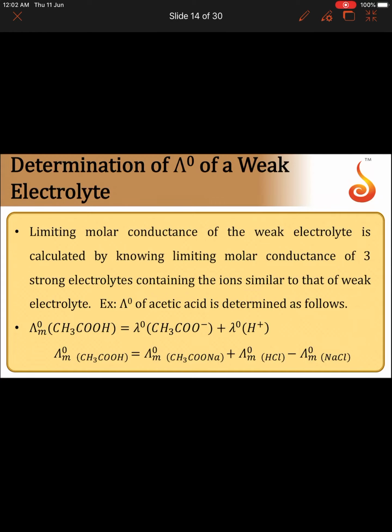Limiting molar conductance of the weak electrolyte is calculated by knowing the limiting molar conductance of three strong electrolytes containing the ions similar to that of the weak electrolyte. For example, here three strong electrolytes are taken, sodium acetate, HCl, NaCl, to calculate the limiting molar conductance of acetic acid. Acetic acid is a weak electrolyte. How is this formula considered?